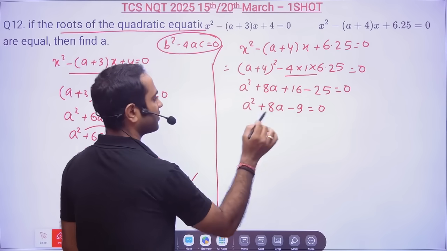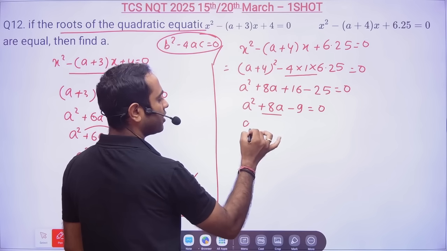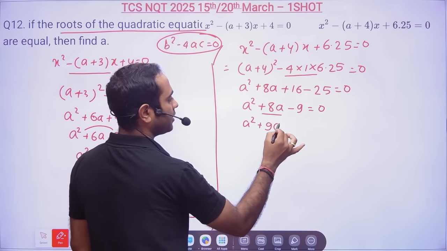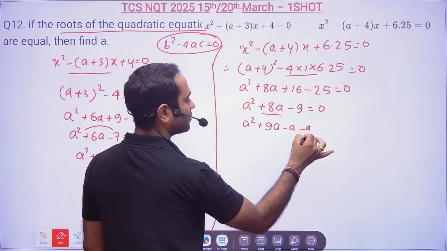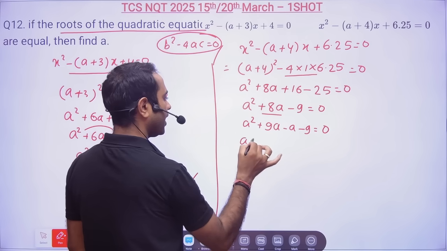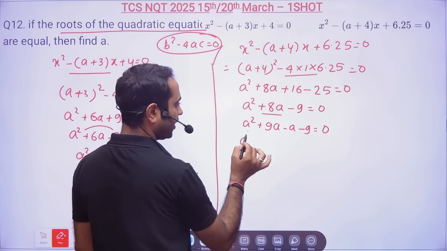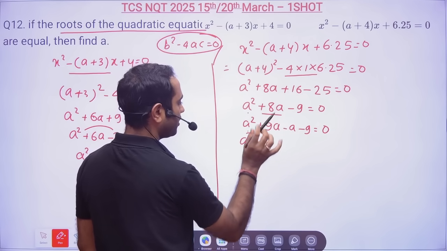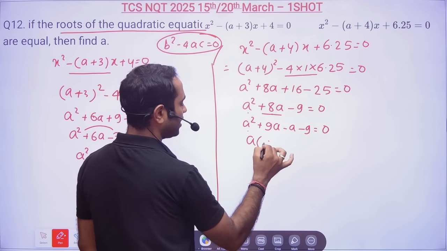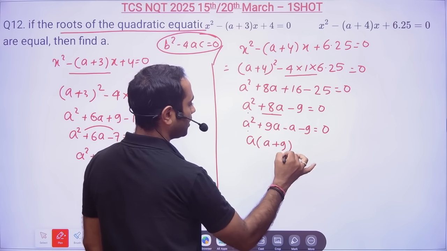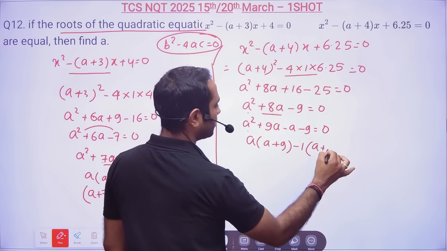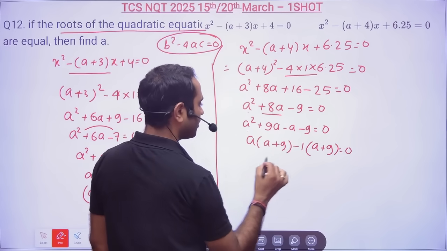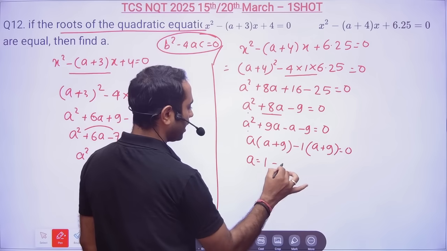So a square plus 8a minus 9 is equals to 0. Similar kind of equation. So 9a square and here we want 8a. So a square plus 9a minus 9 is equals to 0. So a, see 1, if you put the value of a is equals to 1, so 1 plus 8, 9 minus 9. Okay, so a you take common, so a into a plus 9 minus 1 into a plus 9 will be equal to 0. So a will be equal to 1 and minus 9.